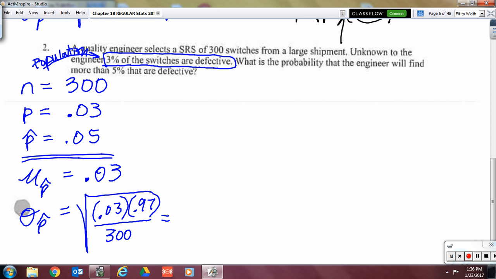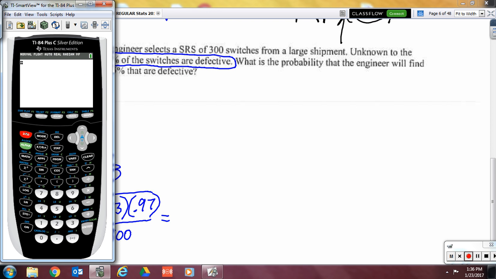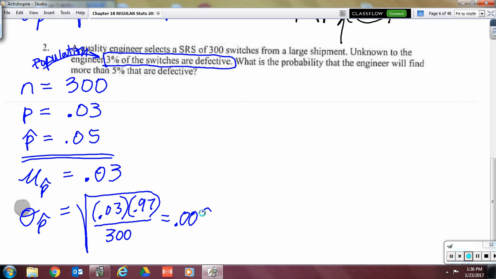Okay? And if you need to go to 2 digits, let's take a look at what that looks like when we do that here. Square root of 0.03 times 0.97 divided by 300. And there is my 0.00984. So what's my 2 digits? No, 0.0098. I need 2 significant digits. 0.01 isn't 2 significant digits. 0.0098 is 2 significant digits, okay? That's also one of the things we're learning here, what 2 significant digits are.